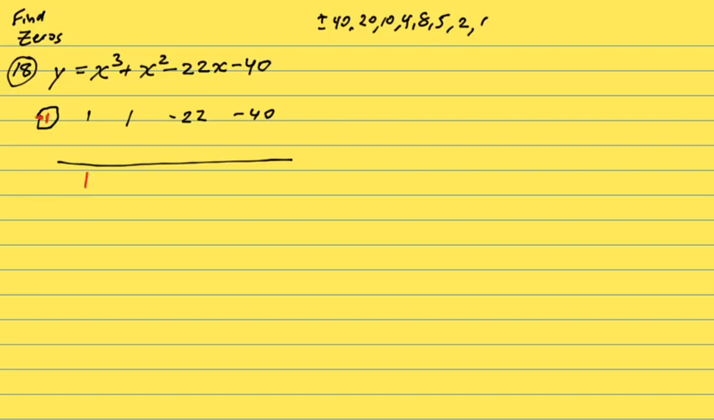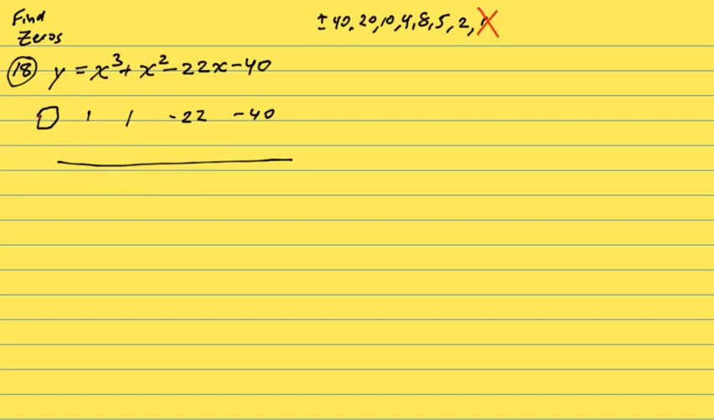Bring the 1 down. Multiply is negative 1. Add is 0. Multiply is 0. Add is negative 22. Multiply is 22. And that is not 0 either. So I can rule out 1 and negative 1.